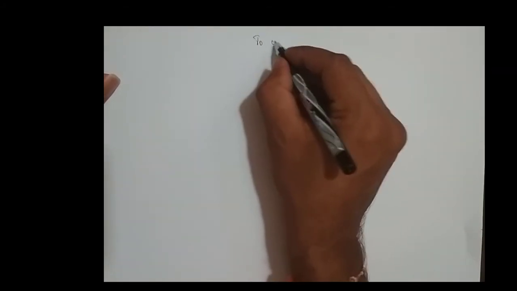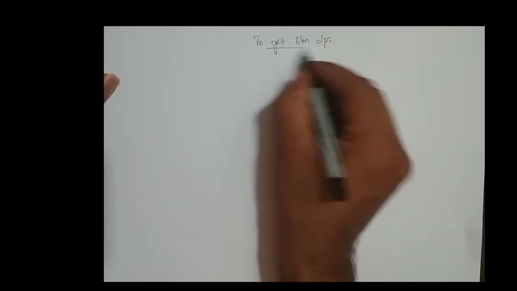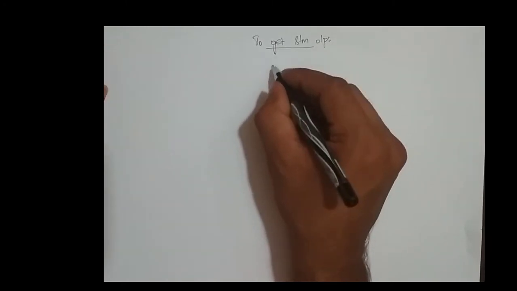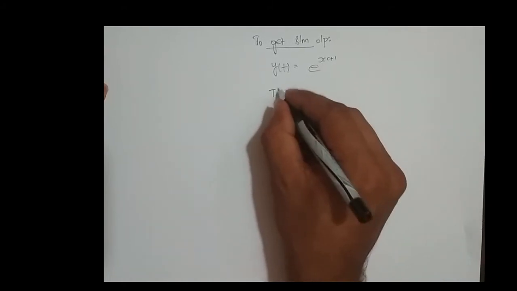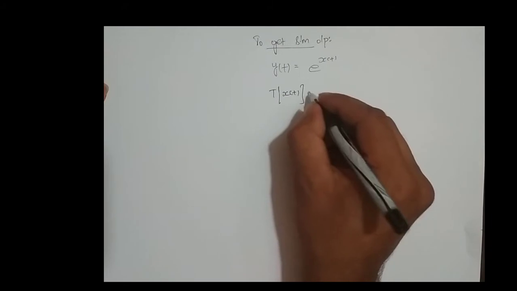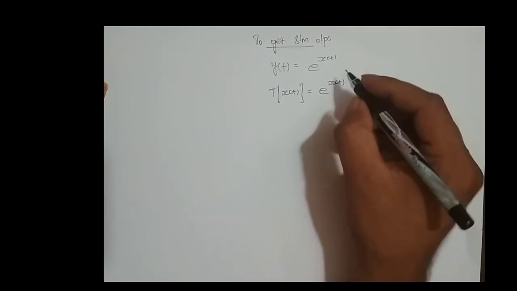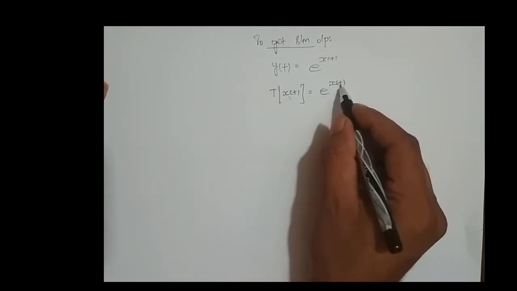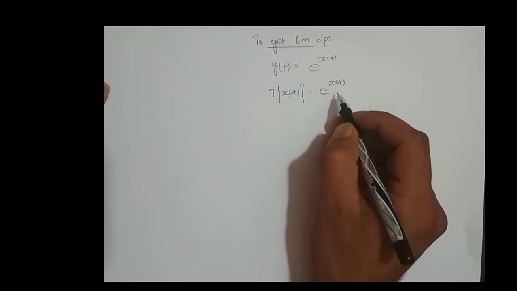Now we will get the system output. So how do we get the system output? Before we get the system output, we have to understand the system first. What is the system? Y of t is equal to e power x of t. I mean to say that for every input x of t we apply to the system, that input goes to the exponential, e power that signal. If you give a sine wave, e power sine wave. If you give a cos wave, e power cos wave. If you give a triangular wave, e power triangular wave. So whatever signal we feed, it goes to the exponential.